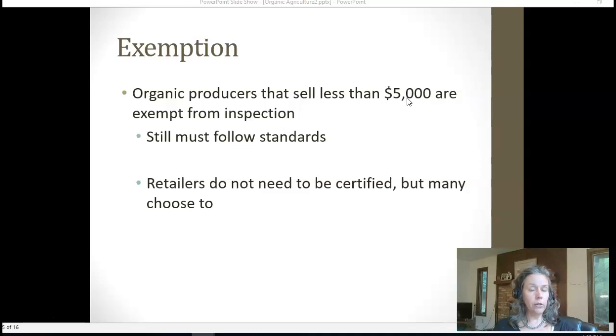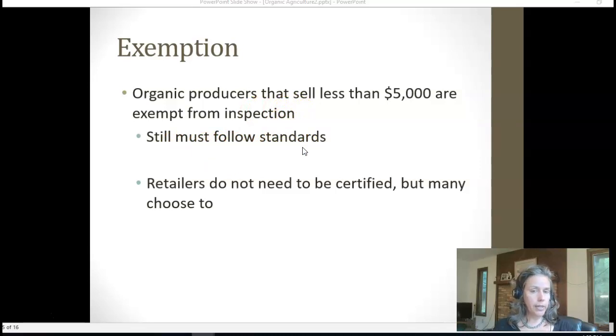That means that an auditor actually comes to your farm at least once a year and inspects your operation, checks all your records, and it's an audit. So organic standards are strongly enforced. If you're small, you don't have to be inspected, but you still must follow the standards.